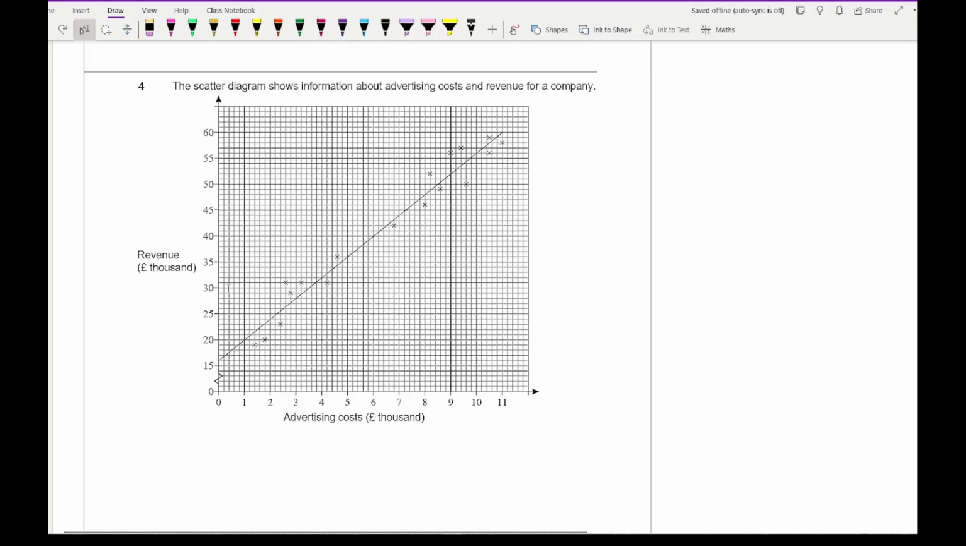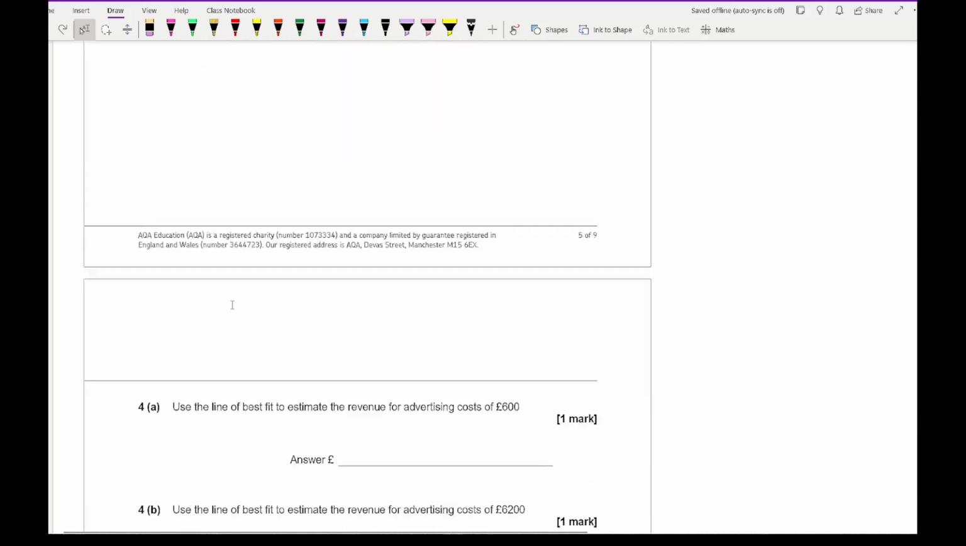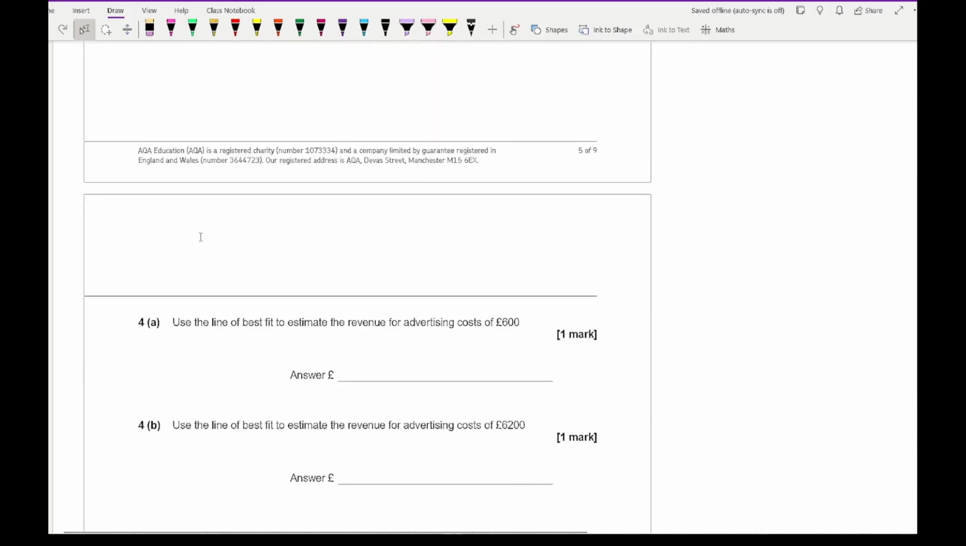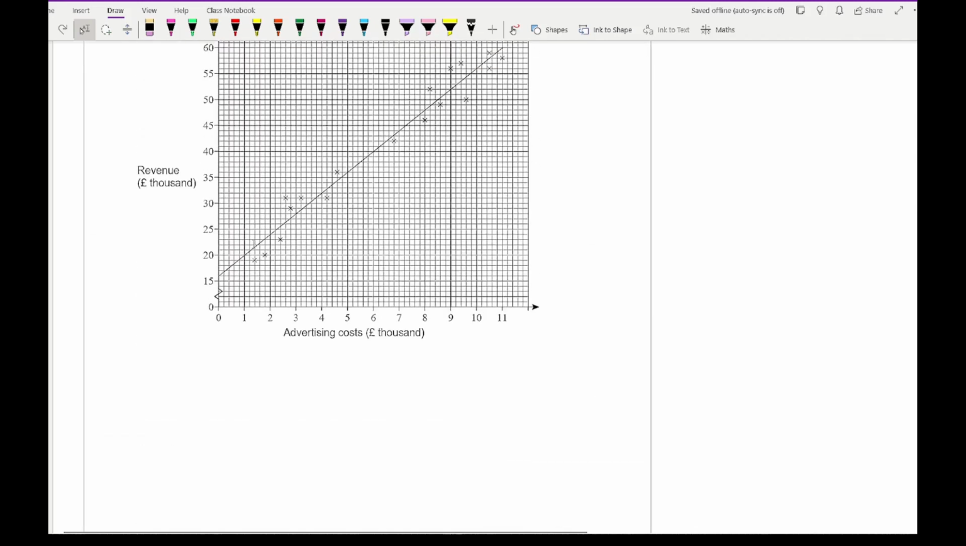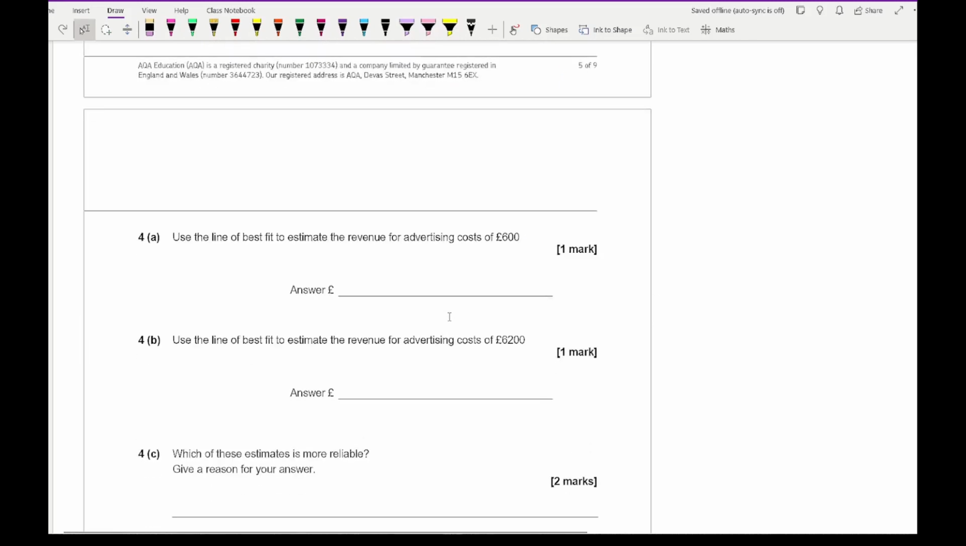Moving on to question 4, it says the scatter diagram shows information about advertising costs and revenue for a company. And question 4a says use the line of best fit to estimate the revenue of advertising costs of £600. So £600 is going to be way here, and so if we draw a vertical line from 0.6 as it's in thousands, so 600 equals 0.6 thousand, and then we just need to roll across, in which an acceptable answer, I would say, would be any answer between 18,000 and 18,500. So something along those lines would be adequate for your final answer.